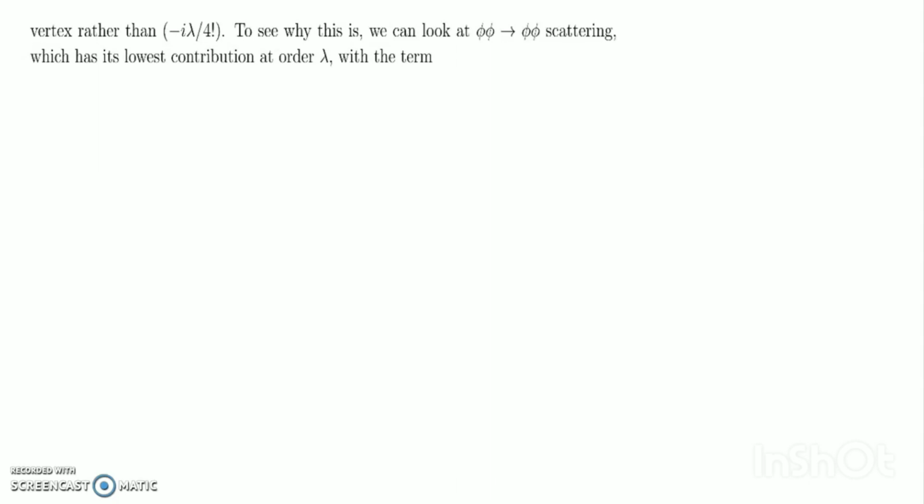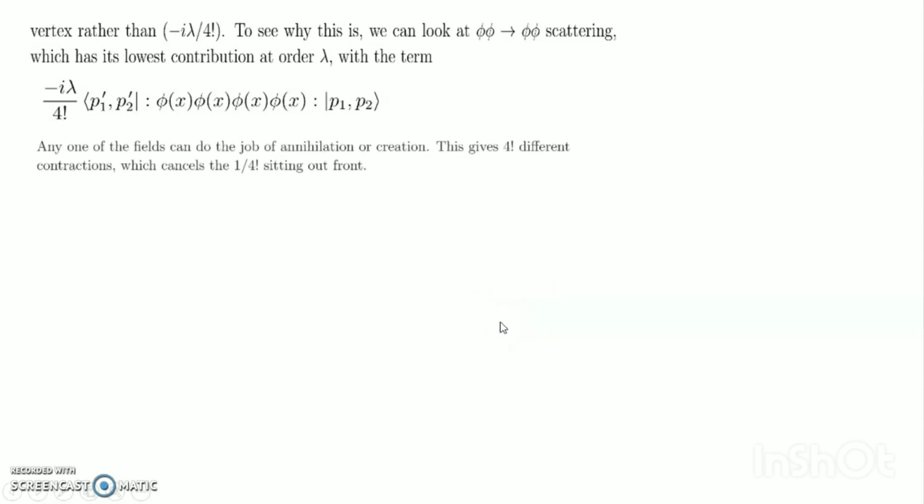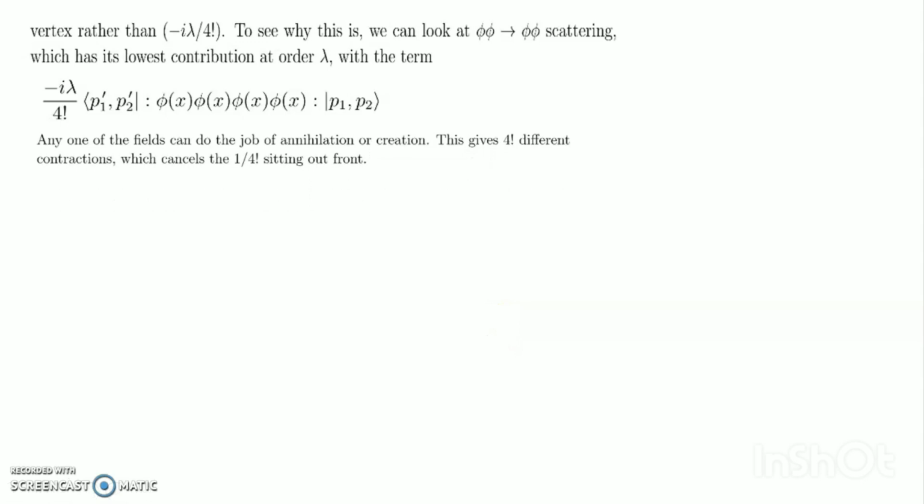To see why this is, we can look at φφ to φφ scattering, which has its lowest contribution of order λ, with the term -iλ/4! times the expectation value. Any one of the fields can do annihilation or creation, so this gives 4! different contractions, which cancel the 1/4! sitting out front.